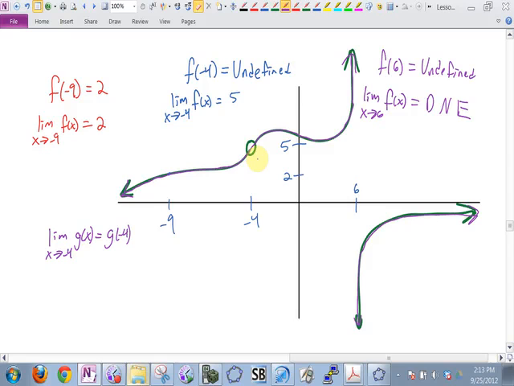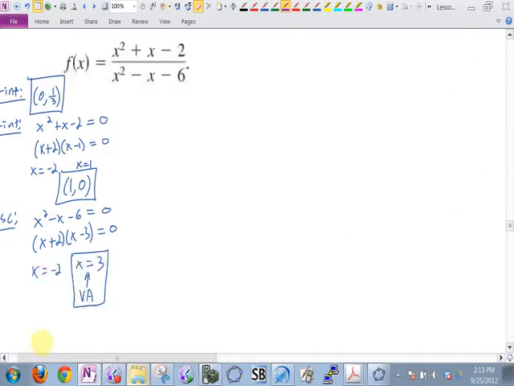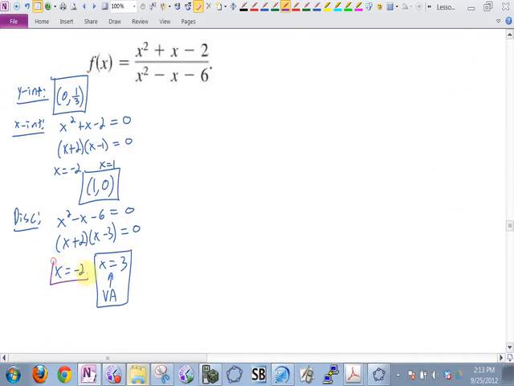So that's our goal. How can I evaluate a limit? Find a new function that fills that hole. So, we need to analyze what is happening at -2. And the way we're going to do that is we're going to say, what is the limit as x approaches -2 of x squared plus x minus 2 over x squared minus x minus 6?